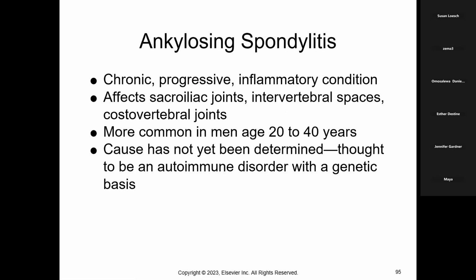Ankylosing spondylitis. This is a chronic progressive inflammatory condition. It affects your sacroiliac joints, your intervertebral spaces, your costovertebral joints. It can cause peripheral joint involvement, usually worse in women than men. Happens between the ages of 20 and 30 for most people. It's considered autoimmune with a genetic basis.